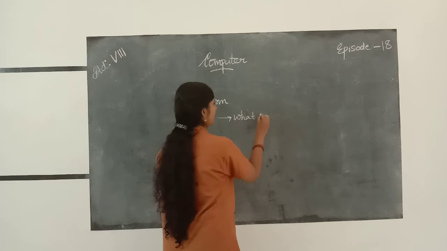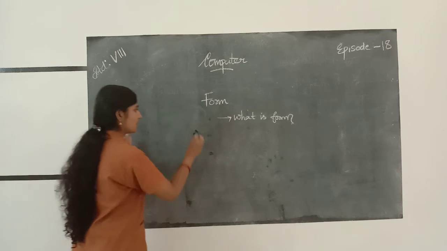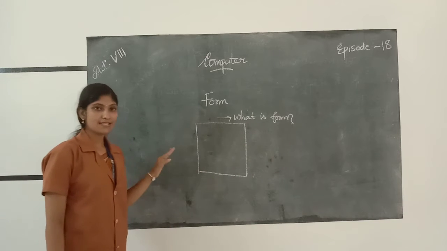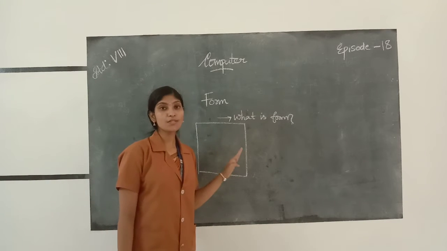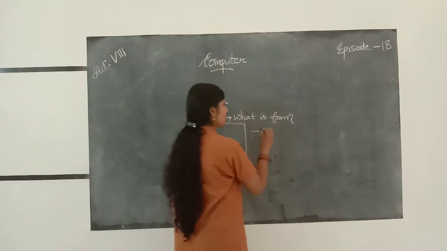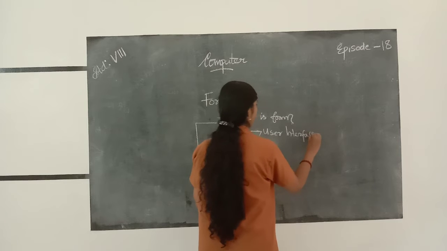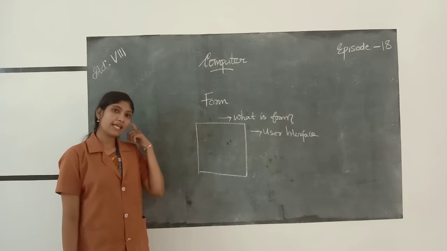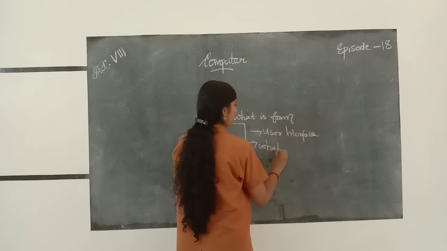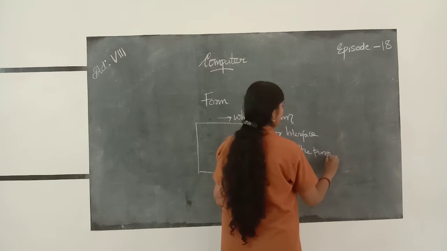What is form? So here, this is the form, and this form is a user interface. And this interface is created for some purpose. Then, what are the purposes of creating forms?